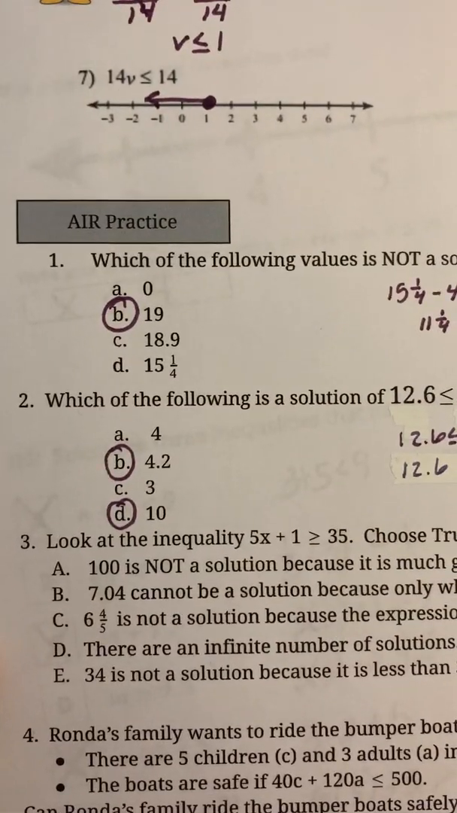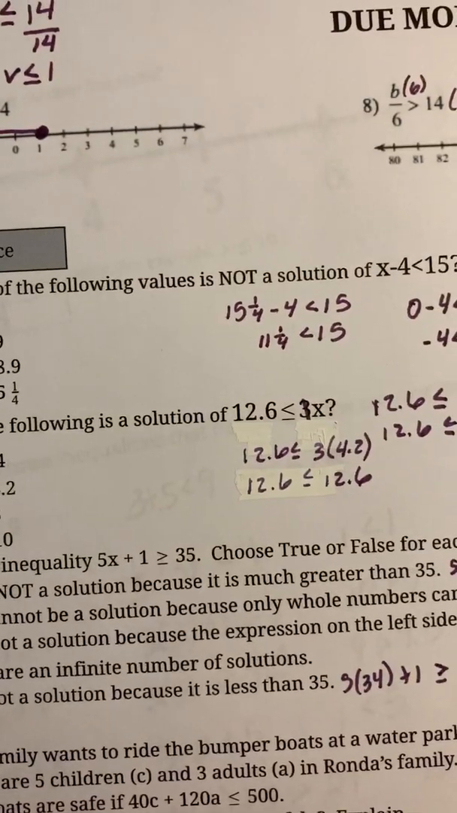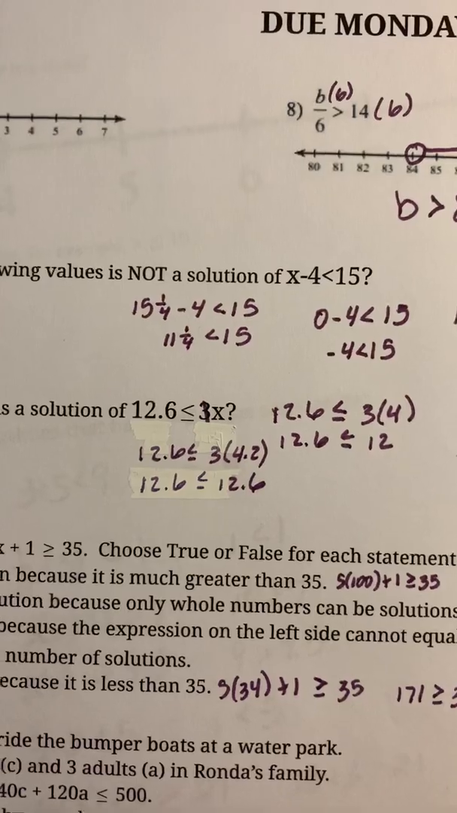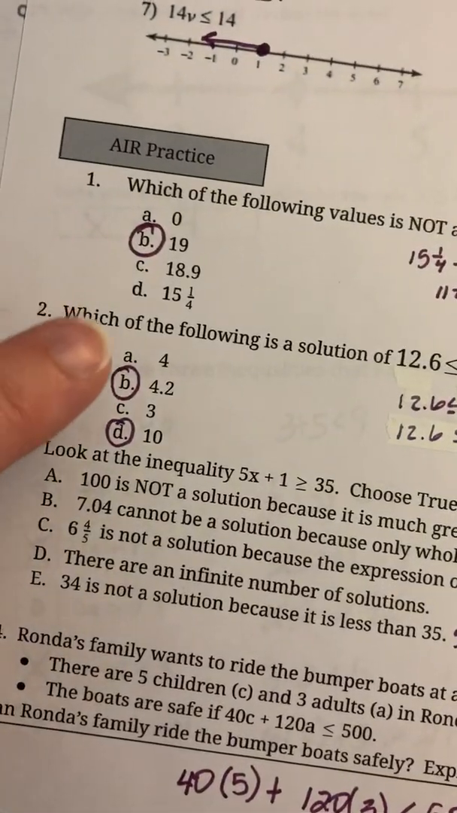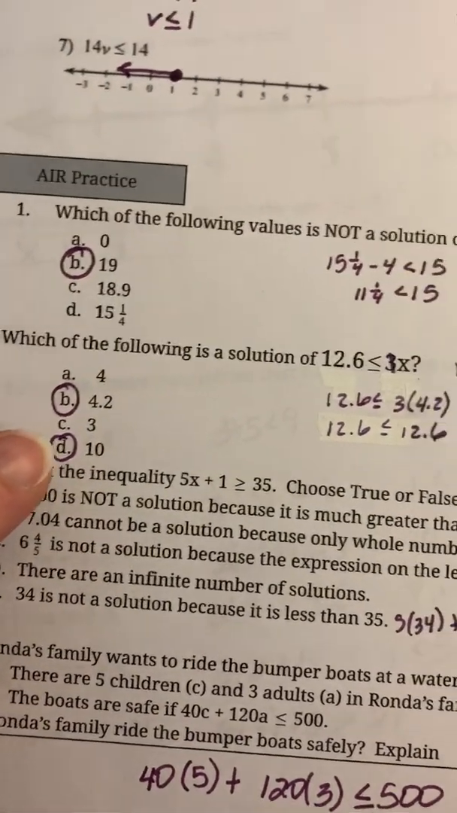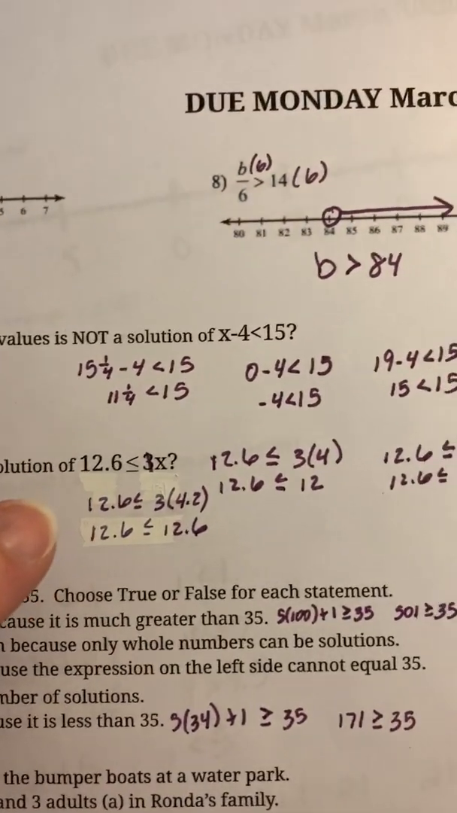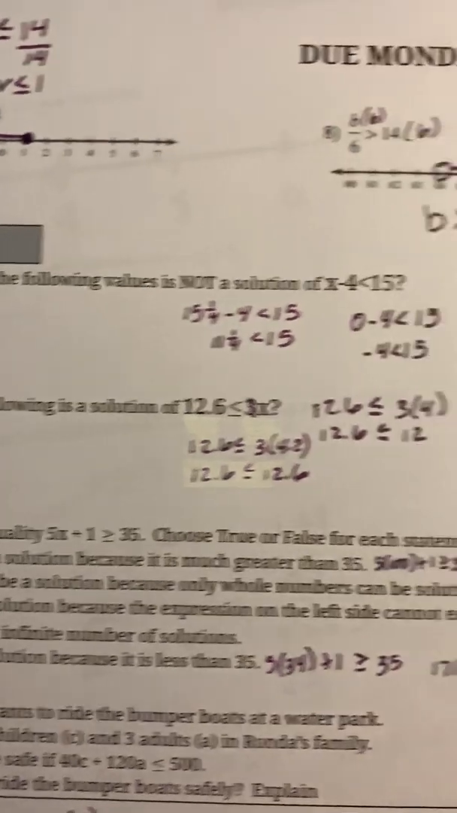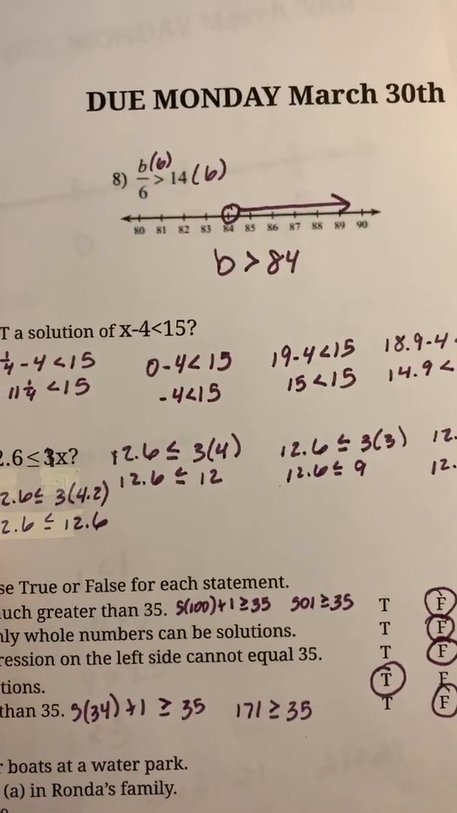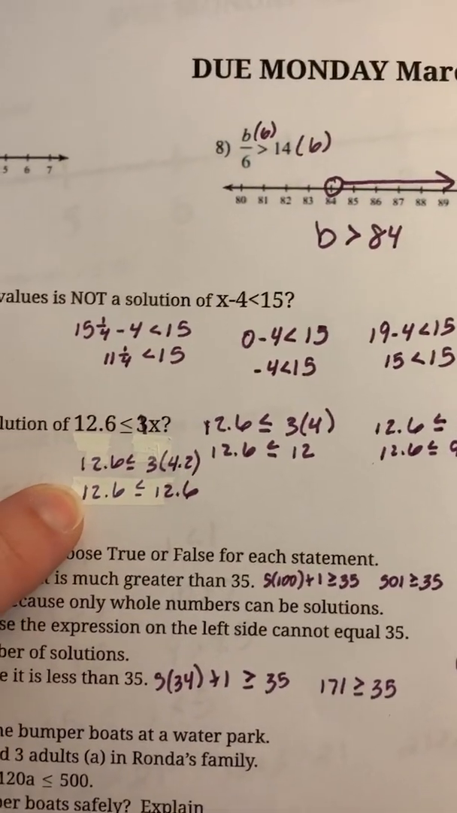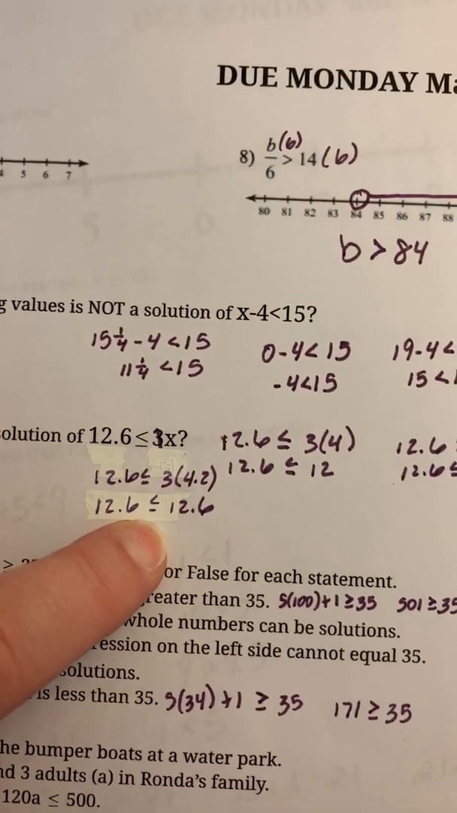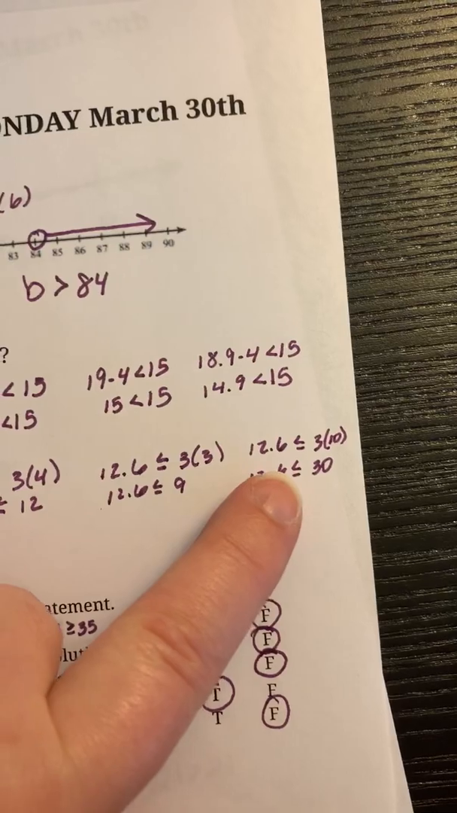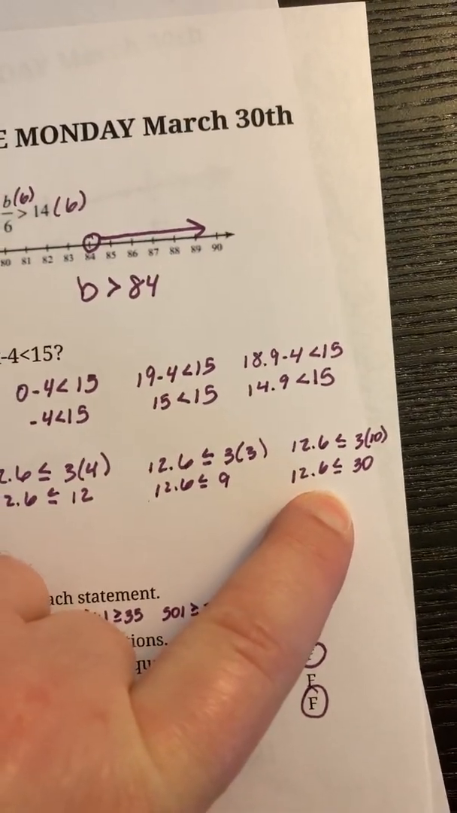Number 2, there are 2 answers. Which of the following is a solution of 12.6 is less than or equal to 3x? So I took each of the numbers that they gave us in the multiple choice, put them into the inequality and solved. And we got the answer B, 4.2 is correct because 12.6 is equal to 12.6, and that's one of our options. And then D, 10, 6 is less than or equal to 30.